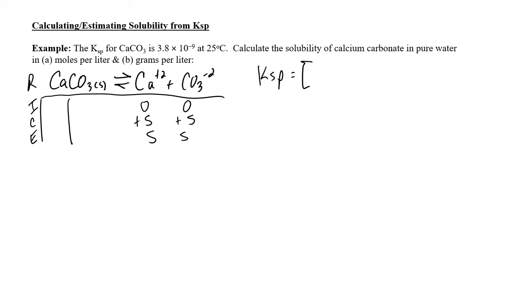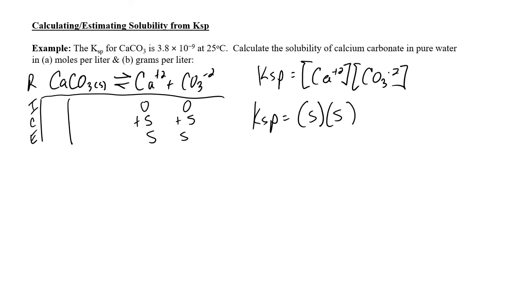The KSP expression is going to be your calcium ion concentration times your carbonate ion concentration. Your KSP is going to be equal to S times S. And basically that's S squared. So you have 3.8 times 10 to the negative 9th equals S squared. Solve for S and you get 6.16 times 10 to the negative 5th molar. That's your molar solubility. That's the solubility in moles per liter.